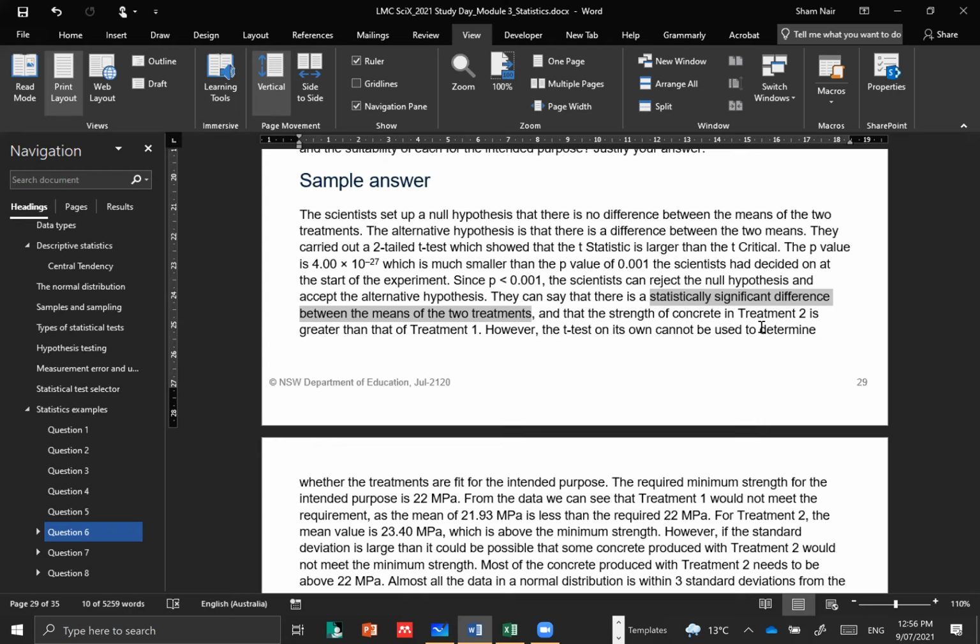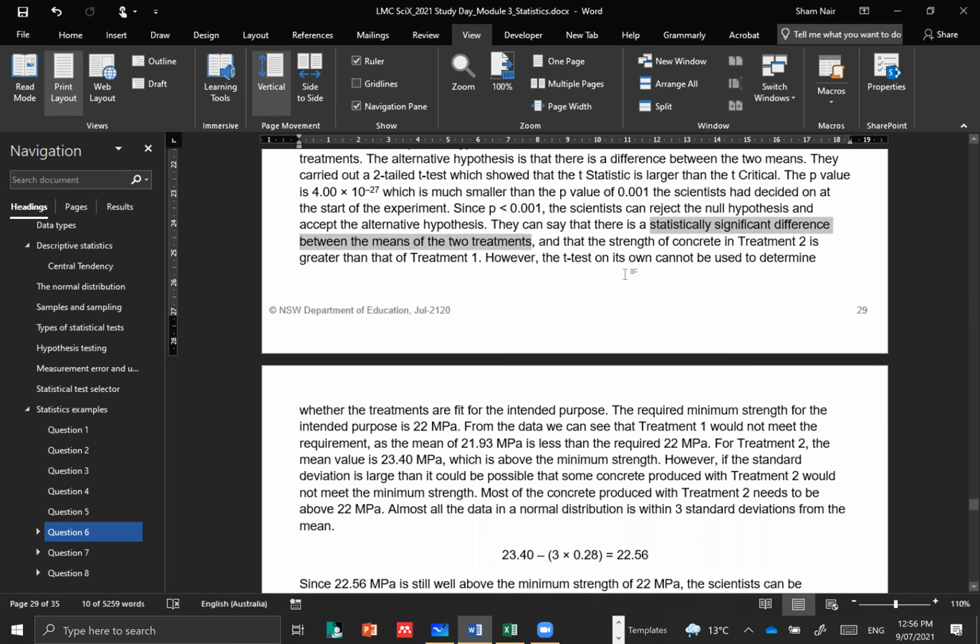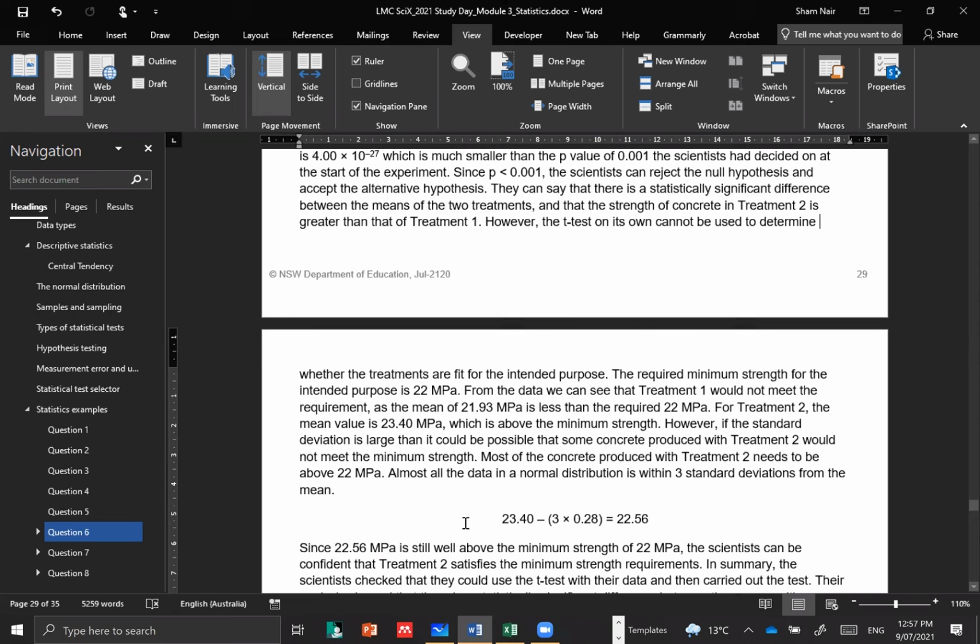If you have questions along these lines, where we are asked to justify the conclusion, use words like statistically significant, because that shows that you have command of the vocabulary. You're comparing it to the p-value. Now, let's continue. However, the t-test on its own cannot be used to determine whether the treatments are fit for intended purpose. Look at what they've done here.